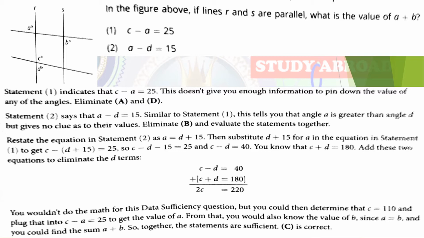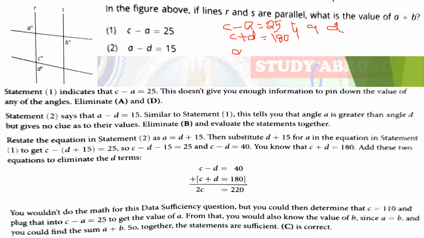So I will tell you about the first statement again. One is C minus A is equal to 25. The second one, C plus D, we get from the figure. So here, C we can find out, but A and D are unknown. A and D, two are unknown from the first statement, so it is not possible.